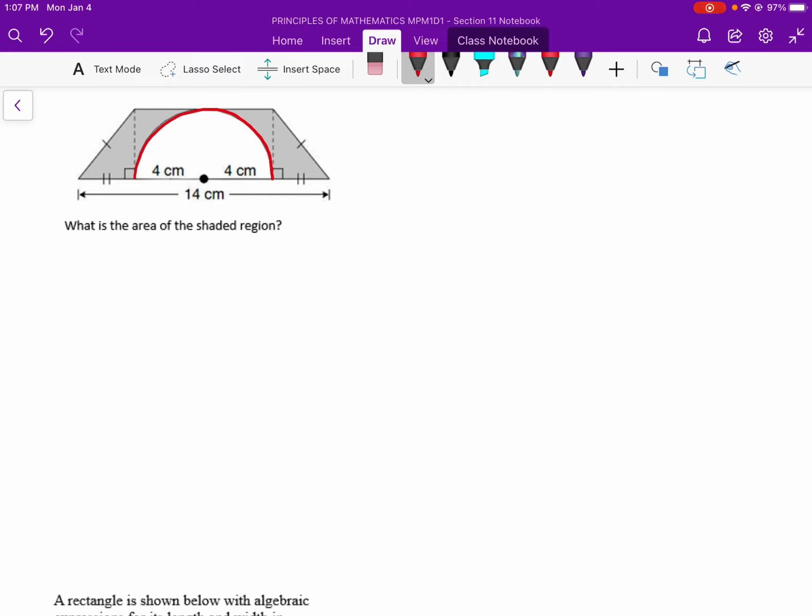Find the area of the whole trapezoid. Let's do it. In case you don't know the formula, remember you can go into your homework, where I gave everybody a formula sheet. It's under homework and measurement. Okay, so area of the shaded region: first we're going to find the area of the trapezoid.